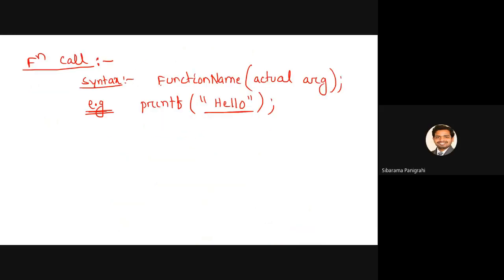What is the syntax? Function name. What is the function name of the factorial function? Fact. So here what will I write? Which factorial do you want to find? Suppose you want to find the factorial of 5. So here you will pass 5. So this is how you can call the factorial function. Is that clear, Aman? Yes, sir.